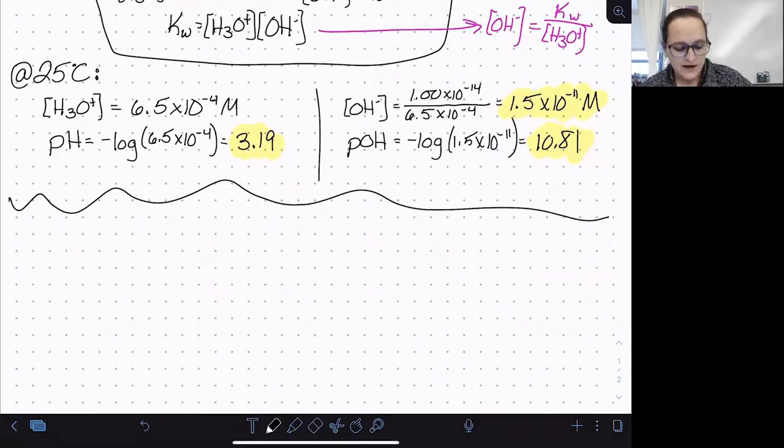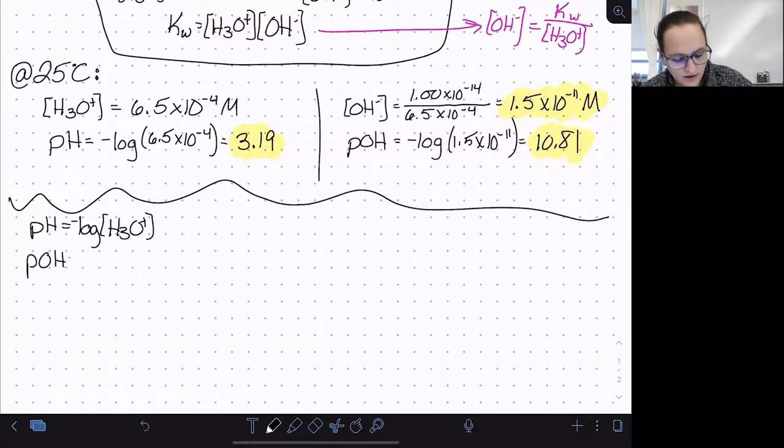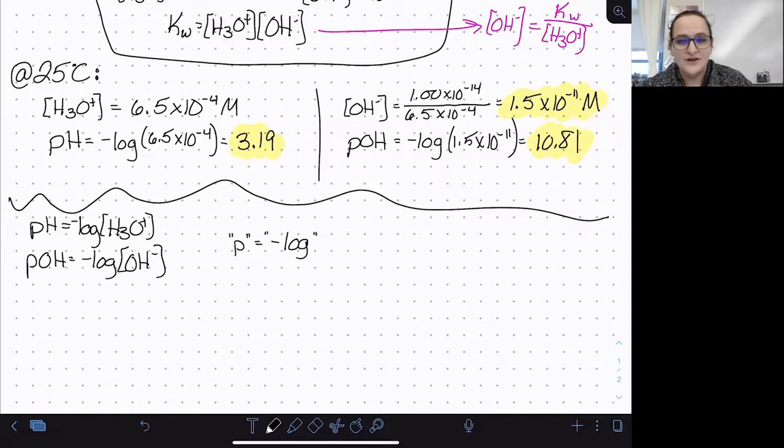So we know that pH is the negative log of the hydronium concentration. And we know that pOH is the negative log of the hydroxide concentration. So this little p here is really a function. P whatever means take the negative log of that thing. So pH is the negative log of the hydrogen concentration. pOH is the negative log of the hydroxide concentration.